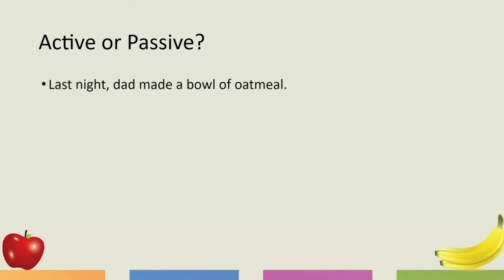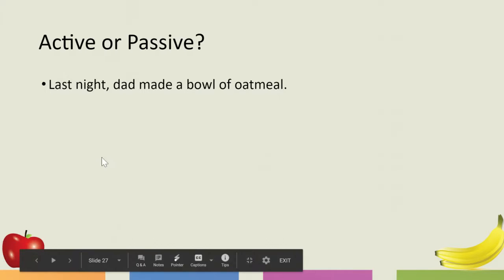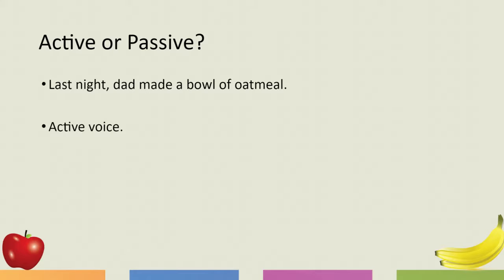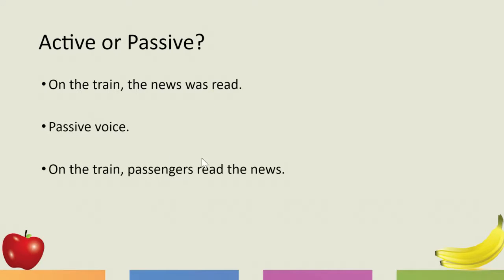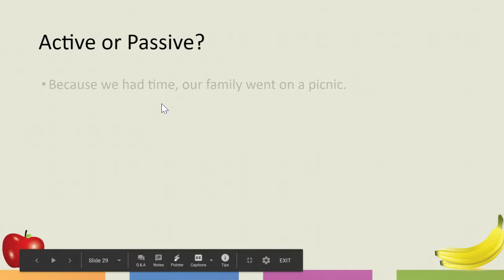Active or passive. Last night, Dad made a bowl of oatmeal. Well, the verb here is made. What was made? A bowl of oatmeal. Who made it? Dad. Well, I'm pretty sure that's active. On the train, the news was read. Well, was read is our verb, but I don't see who was reading it. That's passive. On the train, passengers read the news would be how you change that. You'd have to give it a subject there.